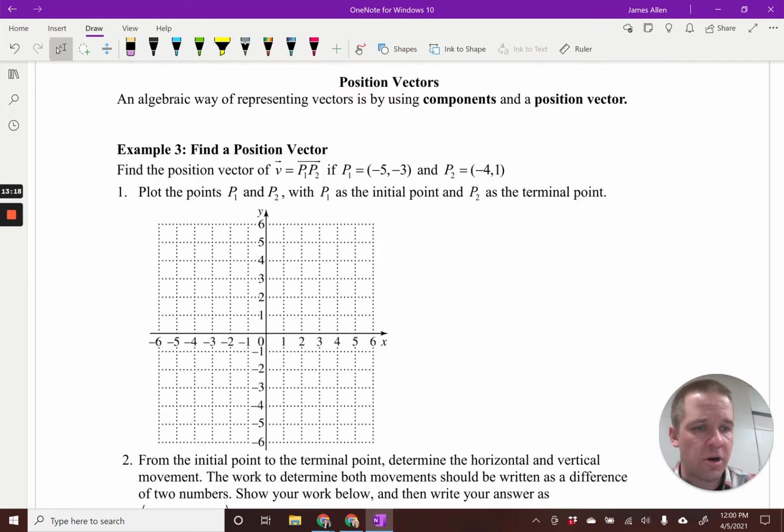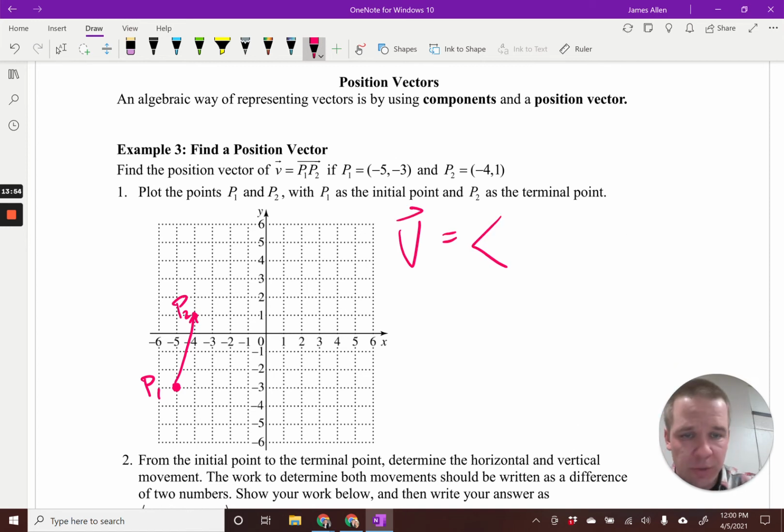So let's find our position vector, or put it in component form here, and we'll plot it on the graph. The vector is going to be P sub 1, P sub 2. P sub 1 is -5, -3. That's our initial point. Then our terminal will be -4, 1. If I draw that out.